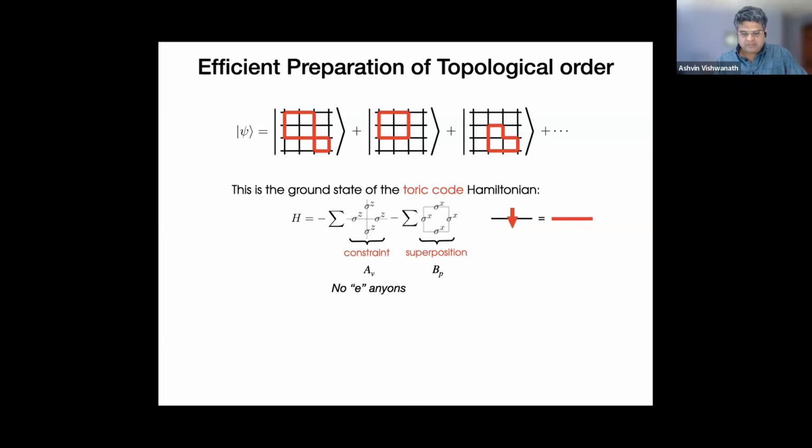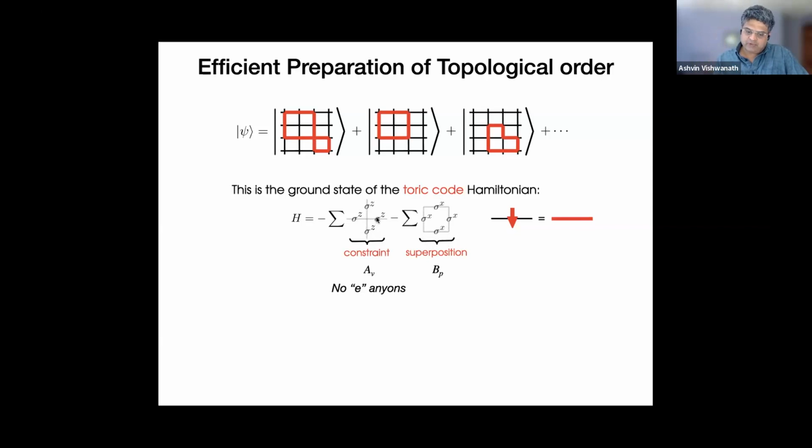Okay, so how would you prepare this state? One way to do it is to start with a state that naturally satisfies this term, the stabilizer, the product of sigma x around a plaquette, and then look at the first term, which also needs to be satisfied in order to find the ground state. Violations of these terms actually correspond to e anyons, excitations above the ground state, and you need to clean them up.